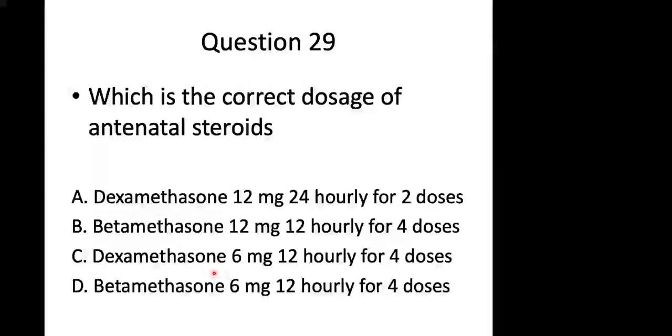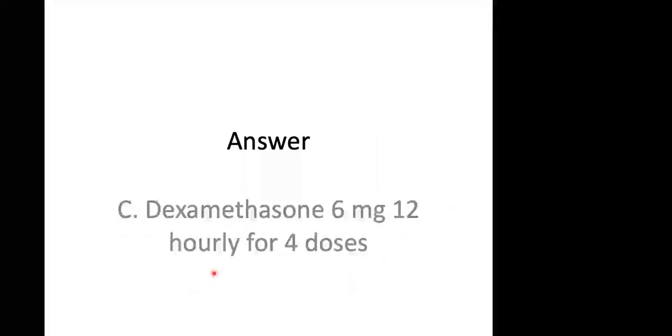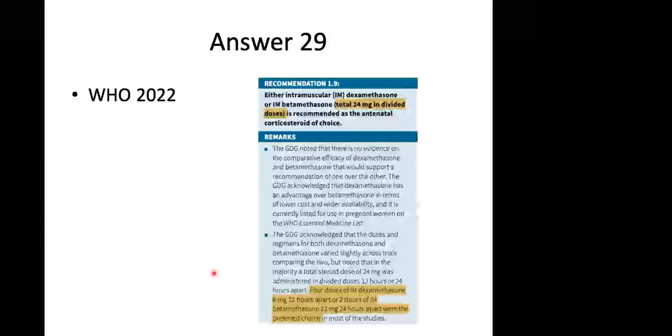What is the correct dose of antenatal steroids? Again, there was confusion. The choices were different, almost confusing statements. Dexamethasone 12 mg 24 hourly for 2 doses, that's not routinely given. Betamethasone 12 mg 12 hourly, again not given. Dexamethasone 6 mg 12 hourly for 4 doses, this is what is recommended. Betamethasone answer D also is wrong. So answer C is dexamethasone 6 mg 12 hourly for 4 doses. Currently, dexamethasone is the drug of choice for developing countries, particularly India, where the correct betamethasone salts are not available. So, the Government of India recommends dexamethasone as the drug of choice for antenatal steroids.